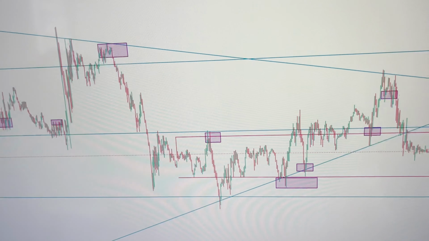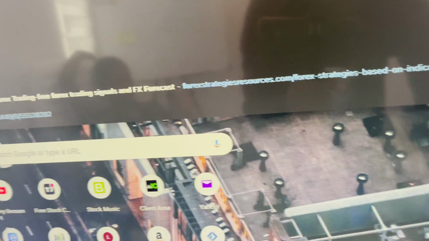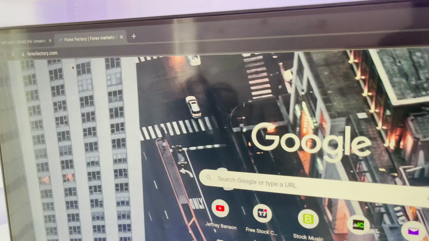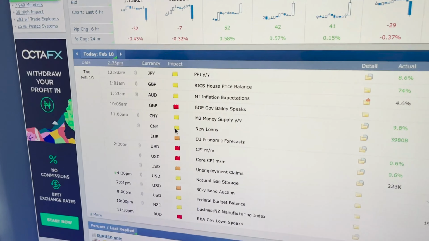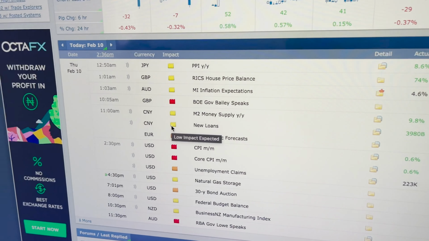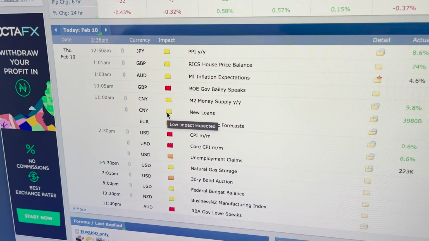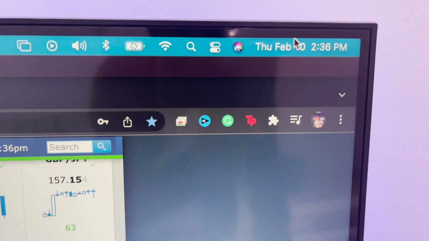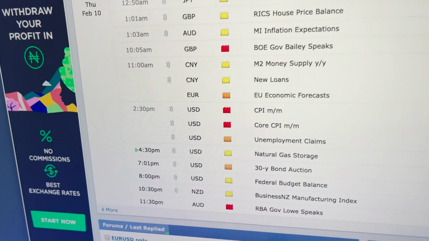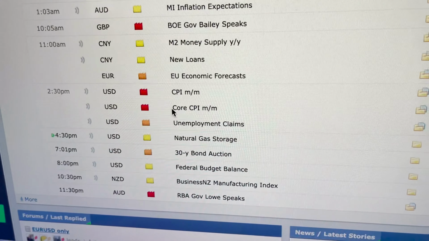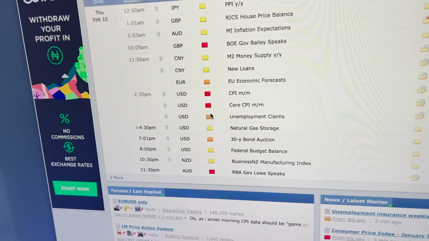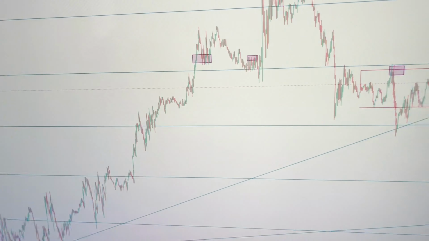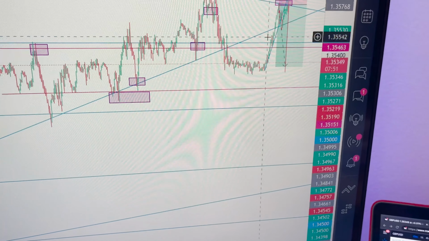I'm not sure about the news, because I don't even look at news at all. Let me check out the news that happened. I don't pay attention to news. I know news is very, very heavy. It's 2:36 by my time here, and this news was released at 2:30. So that's CPI. Of course, we all know CPI is crazy news for USD. That simply means USD is strong, which I was already predicting even before now.